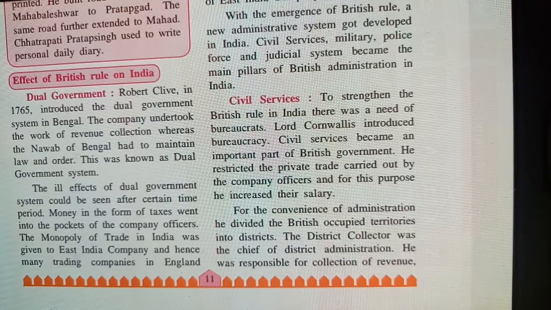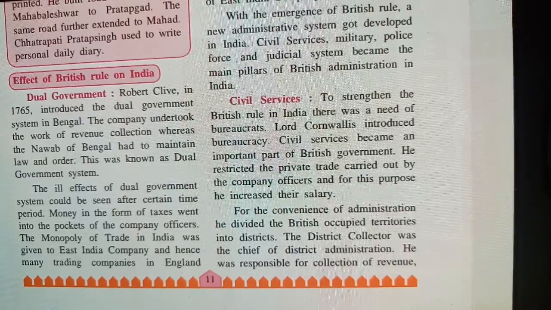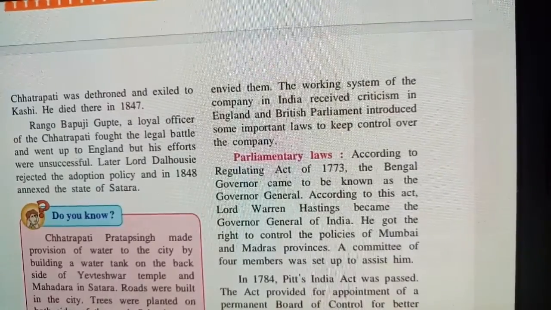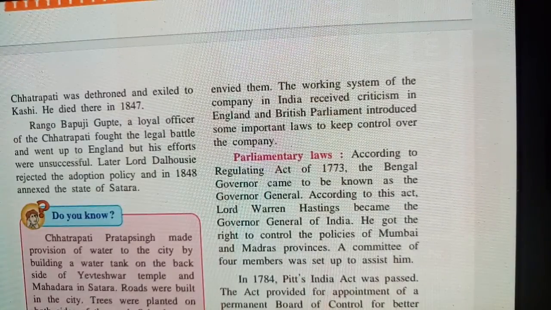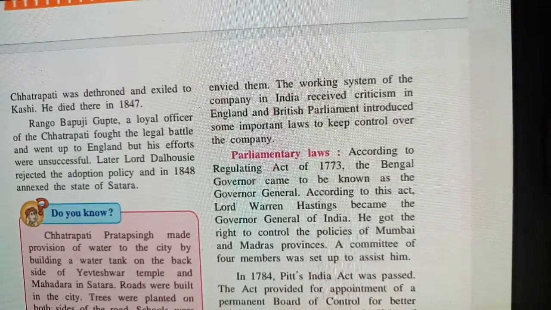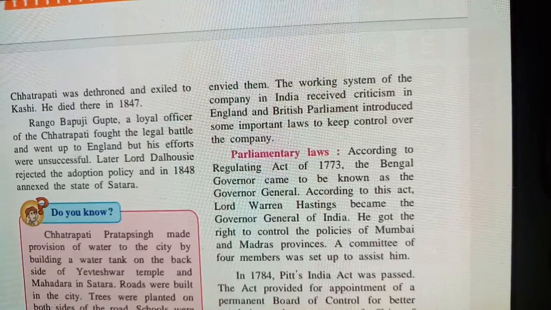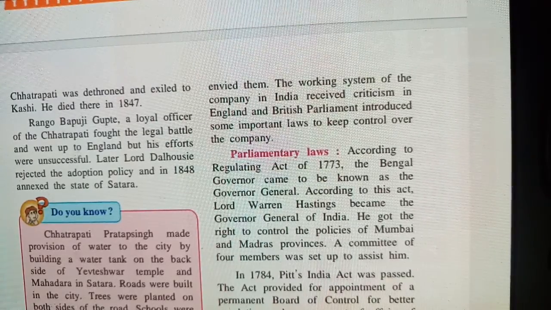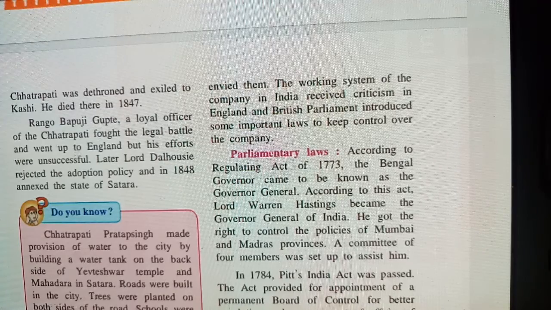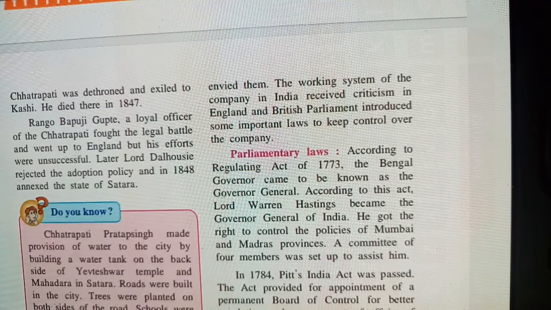The monopoly of trade in India was given to the East India Company, and hence many trading companies in England envied it. So there were people collecting taxes from the Indian people of Bengal. Some officers came and they also had a monopoly. Monopoly means they were forcing the Indian people to pay the taxes. The working system of the company in India received criticism.